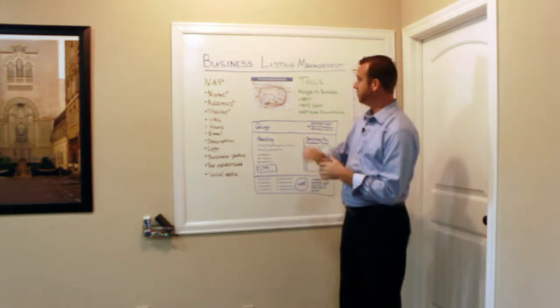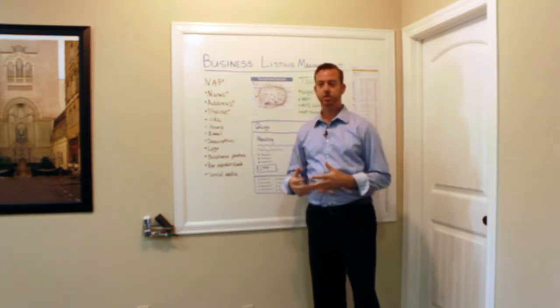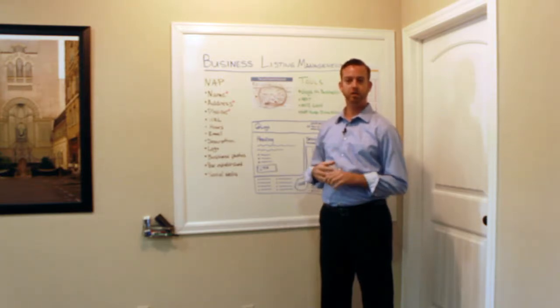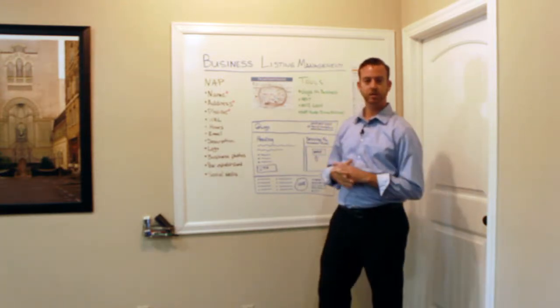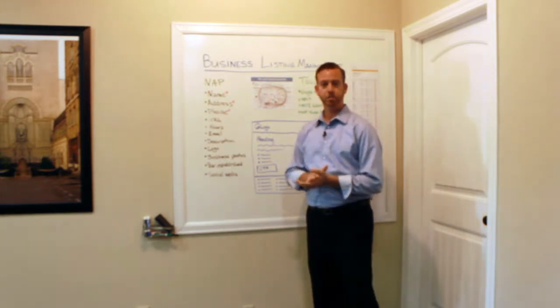Today we're going to discuss business listing management and how companies' information is distributed across several different directories like Google, Bing, Yahoo, Superpages, Manta, Hotfrog, and the list goes on and on. And we're also going to discuss why that is important.